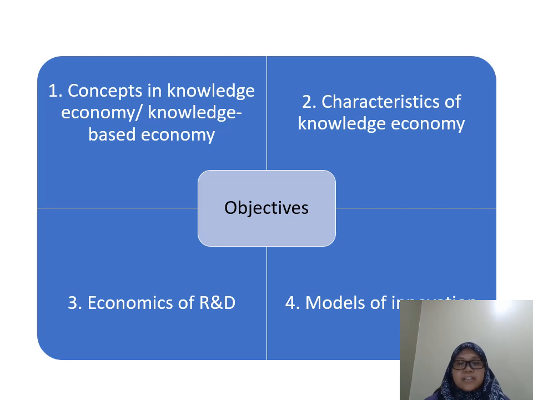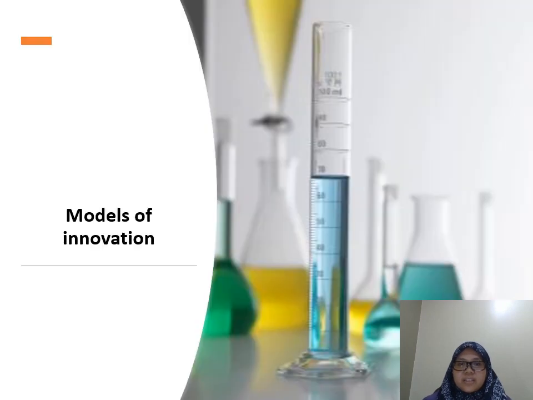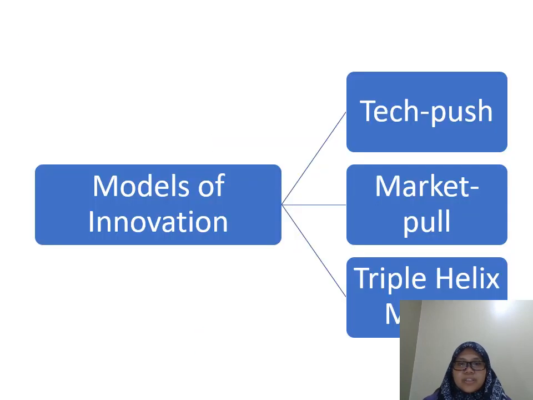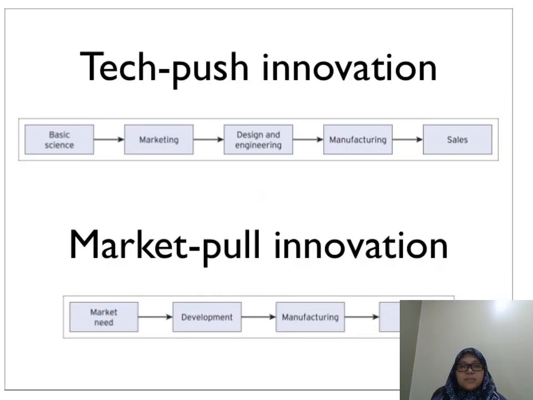So let's move on to the final objective of today's lecture, which is models of innovation. Here we're going to discuss three types of models of innovation, which are tech push, market pull, and the triple helix model. First, we're going to discuss these two types of models, which are tech push innovation and market pull innovation.